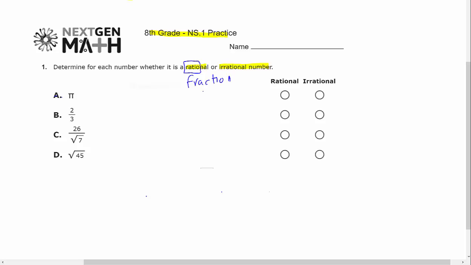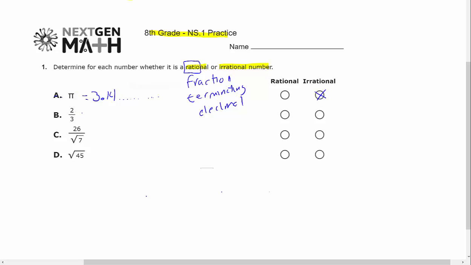So we're looking for fractions, with a fancy word calling a terminating decimal. Okay, terminating decimal, it ends. When we look at pi, pi is the classic irrational number because that number is 3.14 and the decimal just keeps on going on and on, never repeats. Because it never repeats, that is irrational. Pi is probably the most famous irrational number.